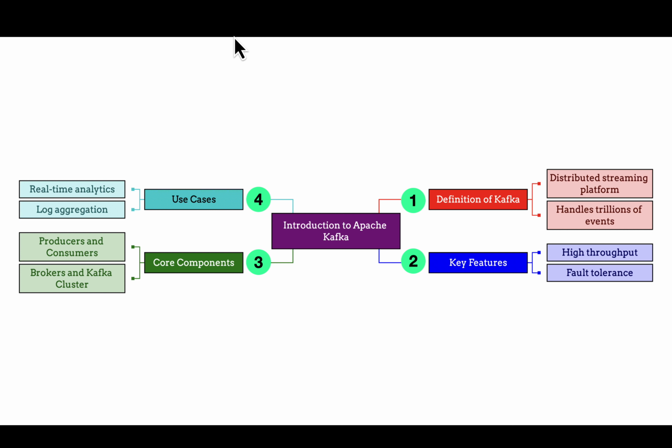4. Use cases. Kafka is widely used in scenarios such as real-time analytics, log aggregation, event sourcing, and stream processing. It's popular in industries like retail, finance, and logistics for real-time data integration and processing.